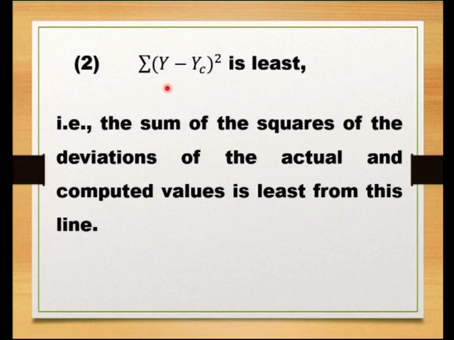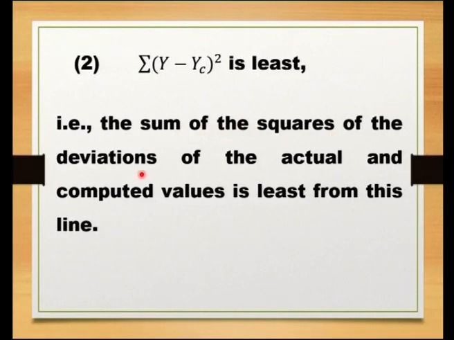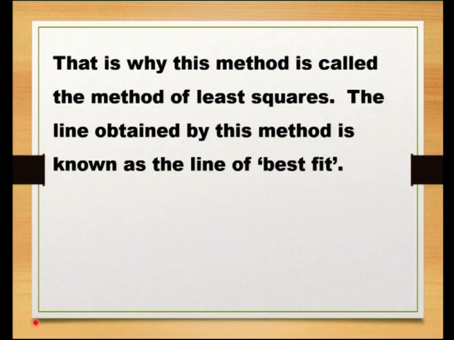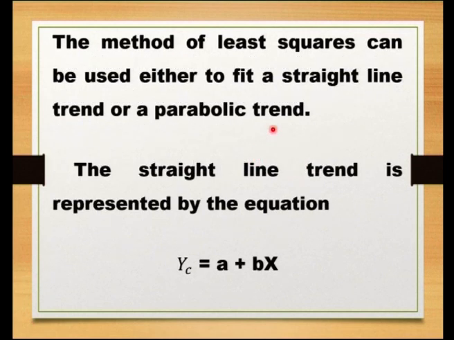The second condition is that the sum of the squares of the deviations of the original and the computed values should be least. That is why it is called the method of least squares. The squares should be least. So, the sum of the squares of the deviations of the actual and computed values is least from the original line. The line obtained by this method is known as the line of best fit. The method of least squares can be used either to fit a straight line trend or a parabolic trend. Straight line trend means a linear trend, and parabolic trend is a non-linear trend.